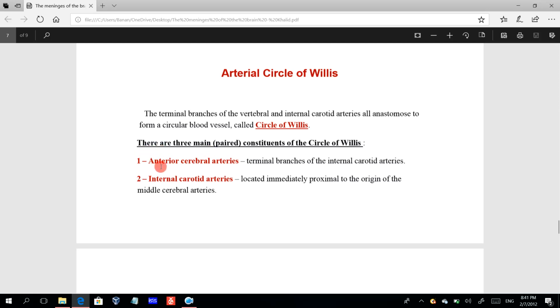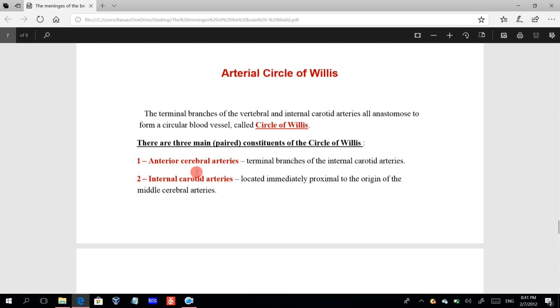These arteries are the anterior cerebral arteries. First, the anterior cerebral arteries, which are the terminal branch of the internal carotid arteries. Second, we have the internal carotid arteries, which is located immediately proximal to the origin of the middle cerebral arteries.